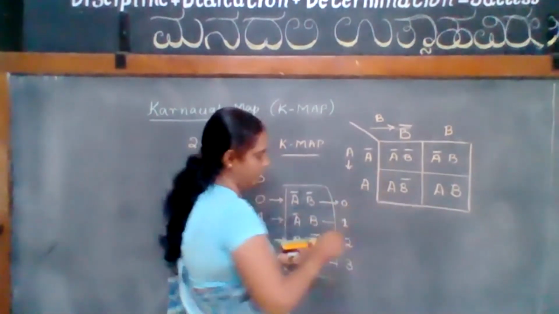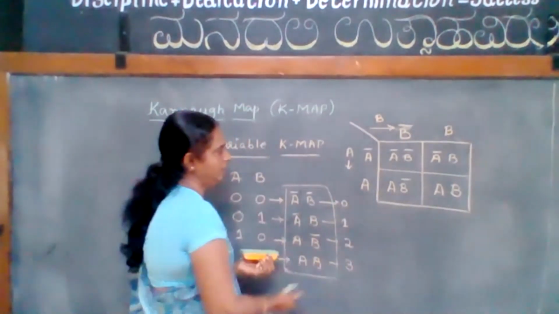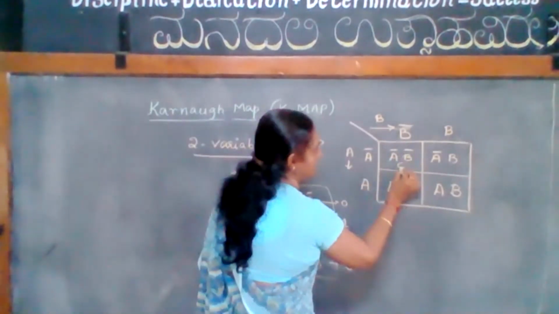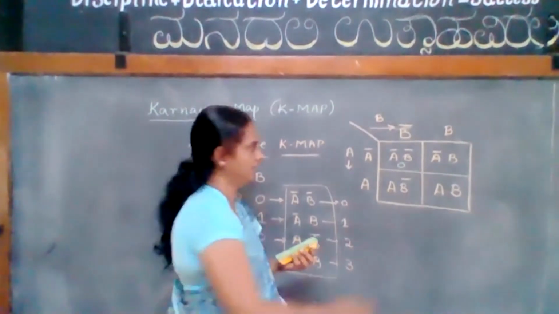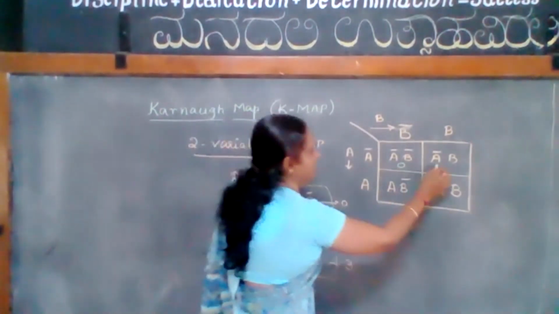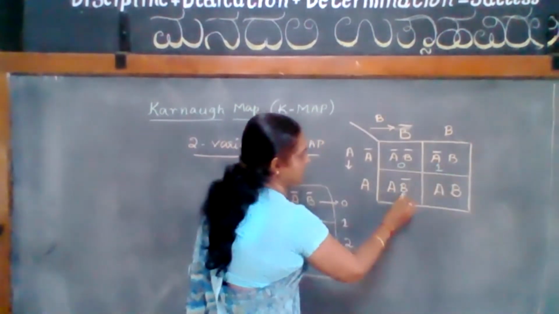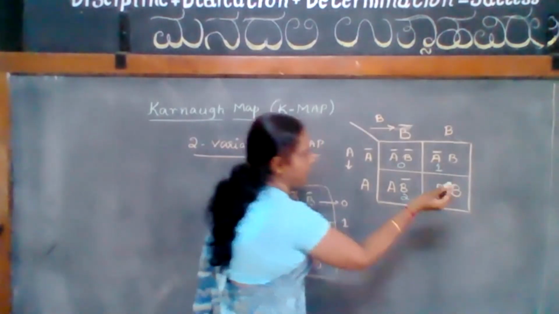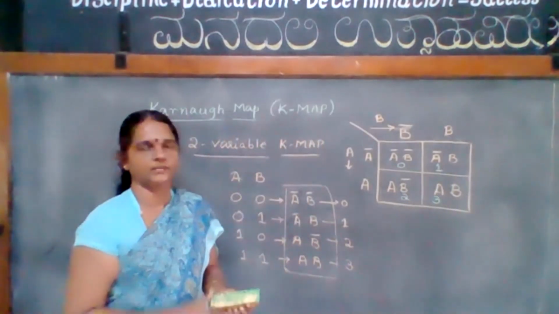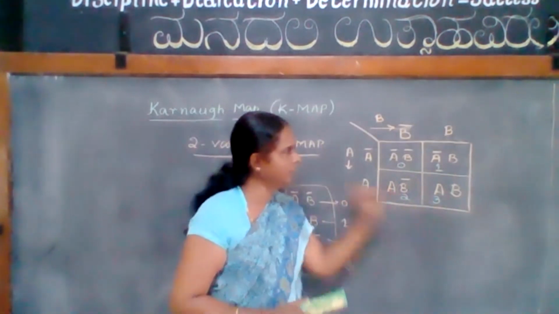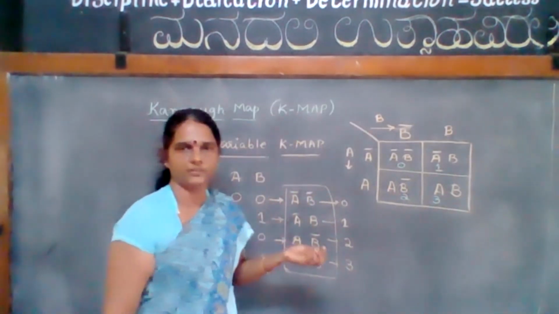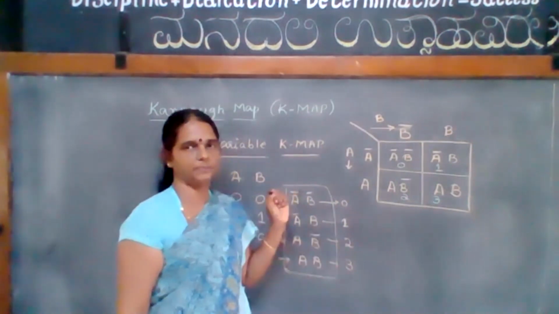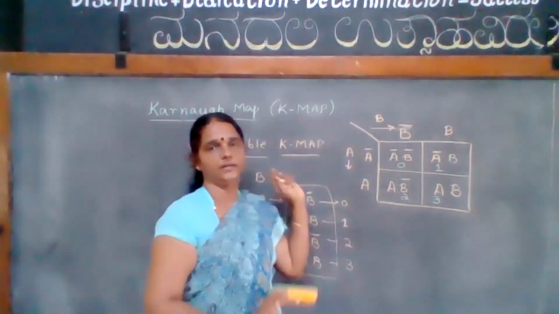Similarly, here also we can write A complement B complement is the zeroth cell. A complement B is the first cell. This is the second cell, and this is the third cell. 0, 1, 2, and 3. Now, how to simplify any given expression using this K-map? This is how we fill the K-map.